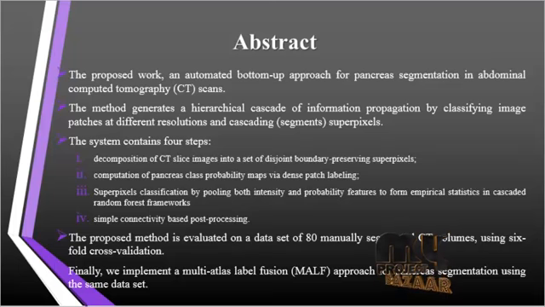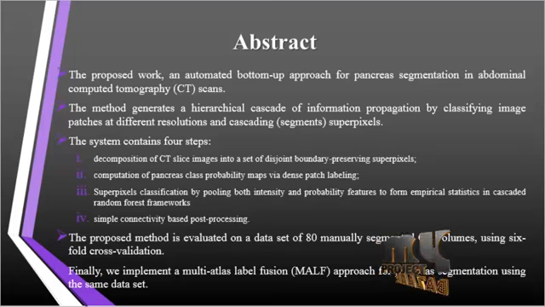The system consists of 4 steps. The first is decomposition of CT slice images into a set of disjoint, boundary-preserving superpixels. The second is the computation of pancreas class probability maps via dense patch labeling. The third is superpixel classification by pooling both intensity and probability features from empirical statistics in cascaded random forest frameworks. The fourth is simple connectivity-based post-processing.